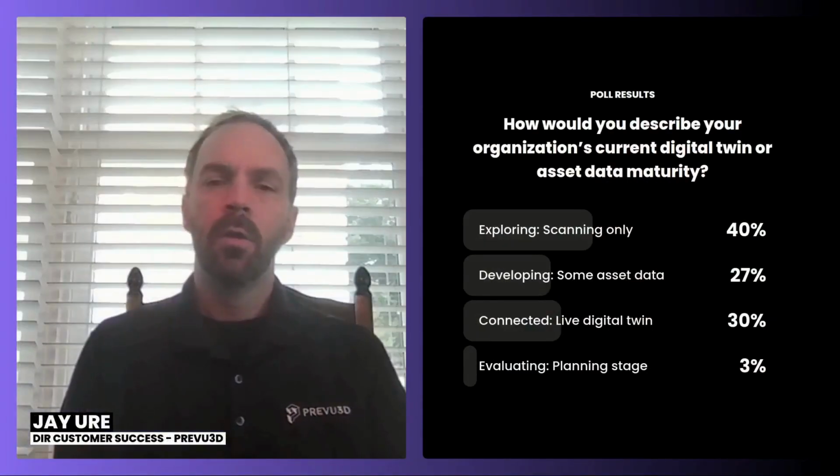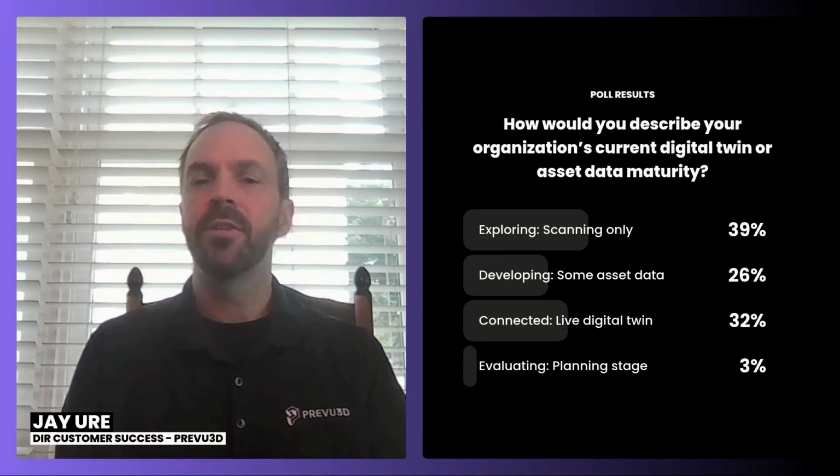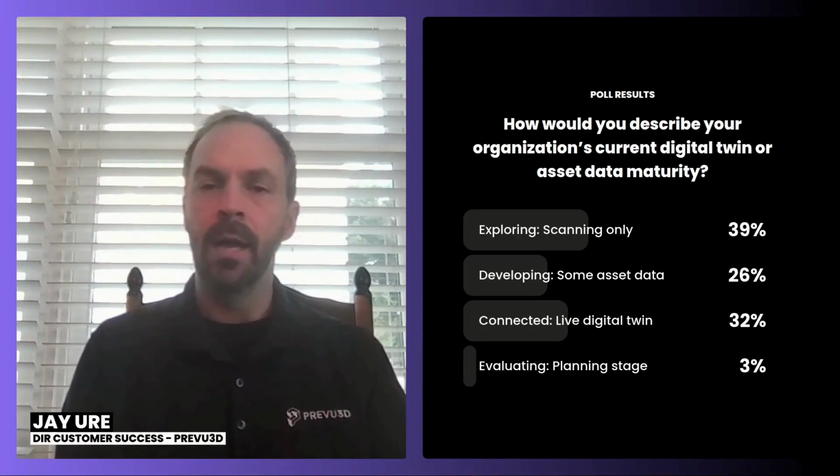All right, and here we are. Close it out with the poll. How would you describe your organization's current digital twin or asset data maturity? I think the leader here is exploring scanning only. Makes sense. Followed by connecting the live digital twin and then developing some asset data. And then last, evaluating planning stage.